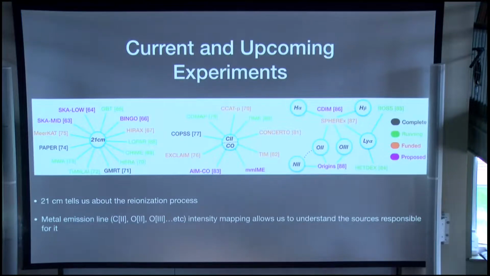And so that's why there have been a lot of experiments which are currently doing intensity mapping or about to come online. So a variety of experiments looking at 21 centimeter emission for neutral hydrogen, looking at CO and C II, so molecular gas and partially ionized gas, and mainly rest frame optical lines here, like O II, O III, Lyman alpha, H alpha, and H beta. So you can see there are a lot of instruments which are currently running or about to come online. And you need to make predictions for what these instruments will see.